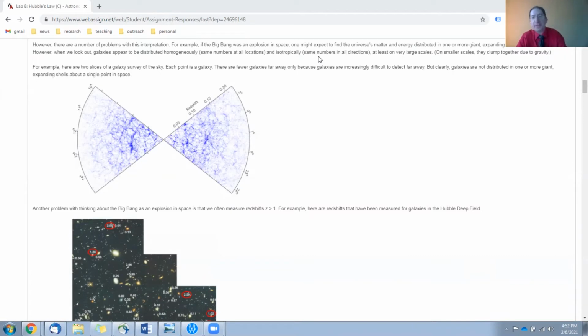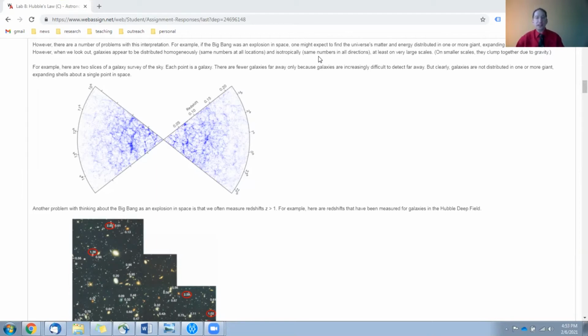One of the reasons why this can't be an explosion is because if it was an explosion from a single point in space, what we would expect now is some shell of material moving outwards. So all the matter and energy in the universe would be distributed in some shell. However, when we look out into the universe, we don't see this. All the galaxies appear to be distributed homogeneously, which means the same numbers in all locations, and isotropically, meaning the same numbers in all directions, at least on very large scales. On smaller scales, the material clumps because of mutual gravitational attraction.